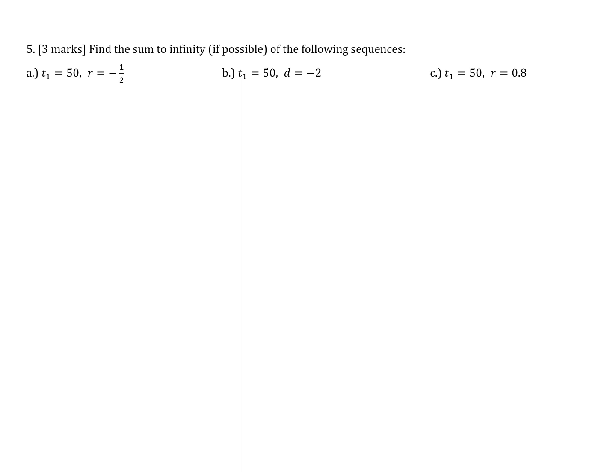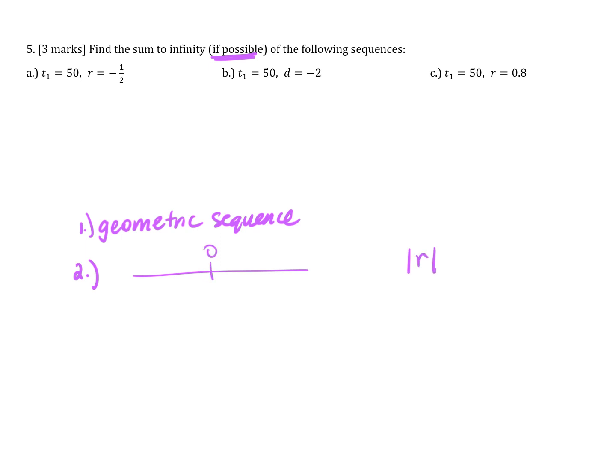Now for this next one, we're to find the sum to infinity, if possible, of these sequences. Before we look at the sequences, let's think about the sum to infinity and when it's possible. Two things. Firstly, it has to be a geometric sequence. If it's an arithmetic or anything else, forget it. The second requirement is that the magnitude of R has to be smaller than 1. What that means is, if we've got a number line, our value for R needs to be between -1 and 1, somewhere in that range. If it isn't, then we can't find the sum to infinity.